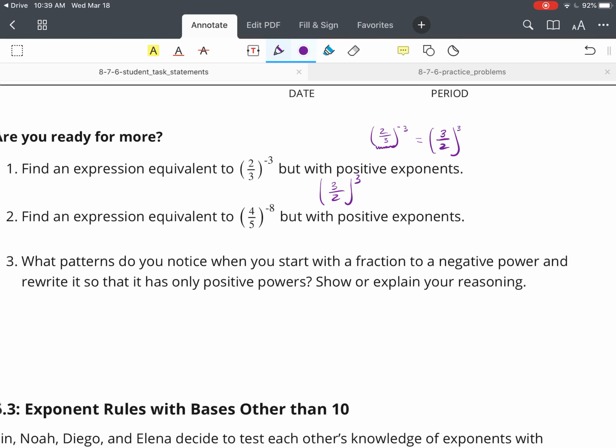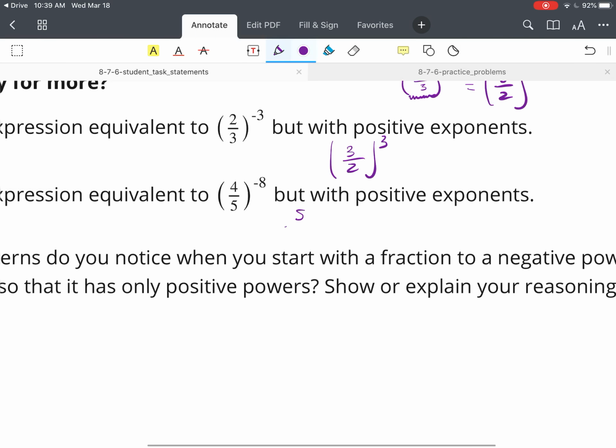So what about number 2? Find an expression equivalent to 4/5 to the negative 8. You're going to flip it and then convert to a positive.